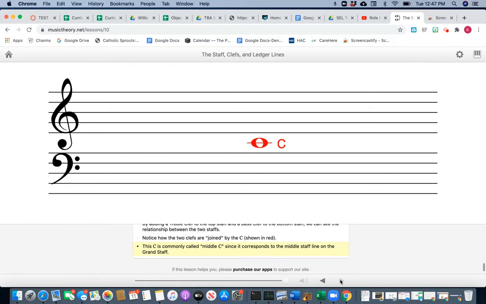So that is how you do it. If you are confused at all, please rewatch the video, and don't worry, we have lots of practice coming up.